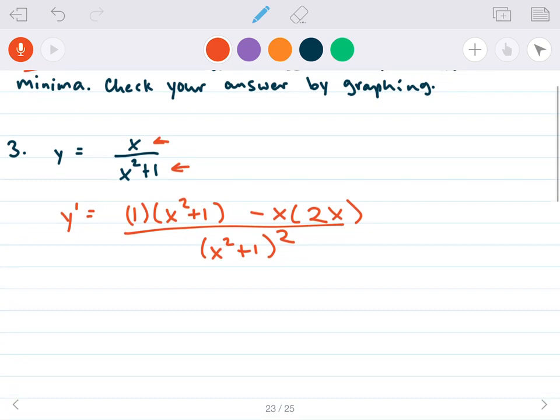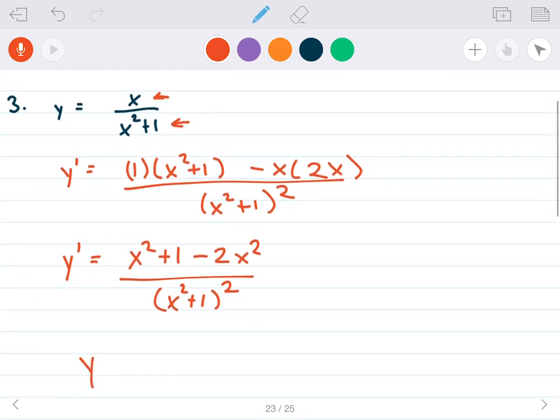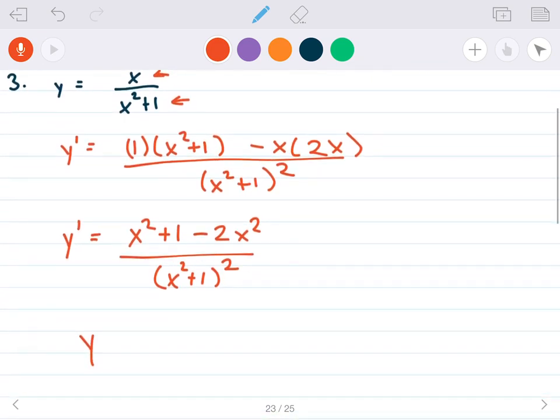All right. Now I can simplify the top a little bit. So I have x squared plus 1 minus 2x squared. So this is going to give me negative x squared plus 1, all over x squared plus 1 squared. Okay, can I do anything here? I don't think so.